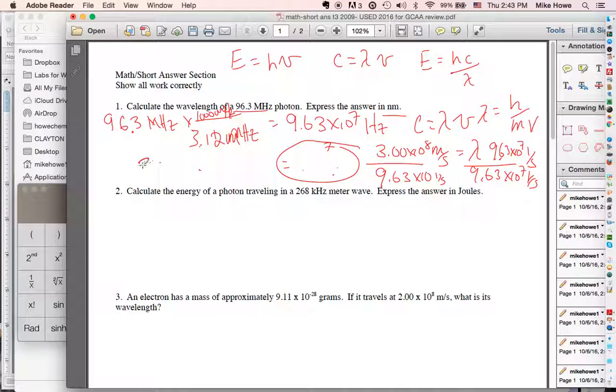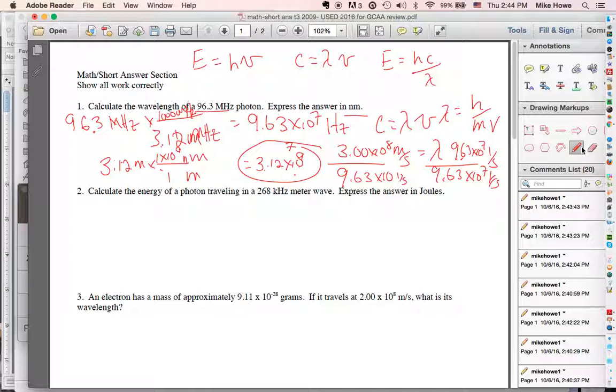So now you take your 3.12 meters and change to nanometers, meters on the bottom, nanometers on the top. So 1 times 10 to the 9th nanometers is a meter. So now it's going to be 3.12 times 10 to the 9th nanometers. Times 10 to the 9th. There you go. Nanometers.